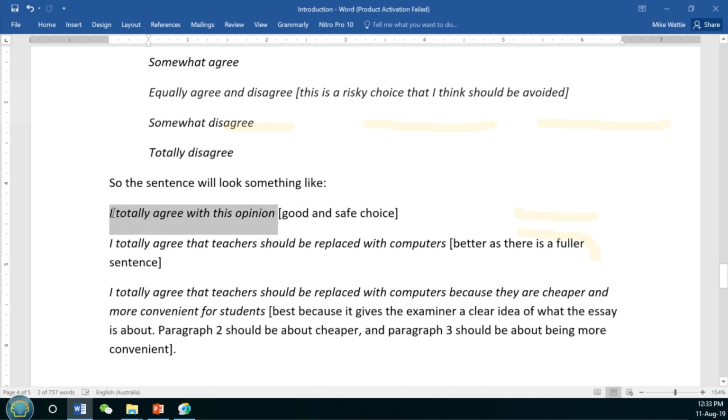So if you totally agreed, you could say, I totally agree with this opinion. And then, even better, you could give some of the reasons for it. We've got that here. I totally agree that teachers should be replaced with computers because they are cheaper and more convenient for students. Okay, so the cost advantage and the convenience, study anywhere, anytime.